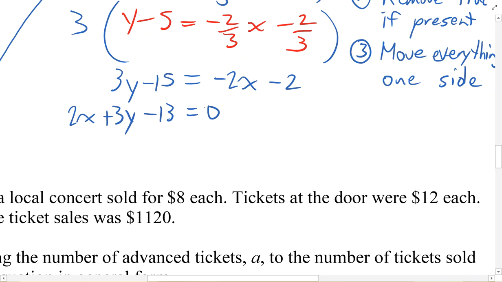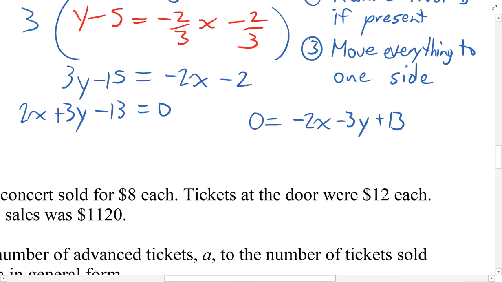Okay. What if, though, you had something like this? What if you decide to move everything over to the right side instead, and so you had -2x minus 3y plus 13. That's okay, except what do you notice about x now?